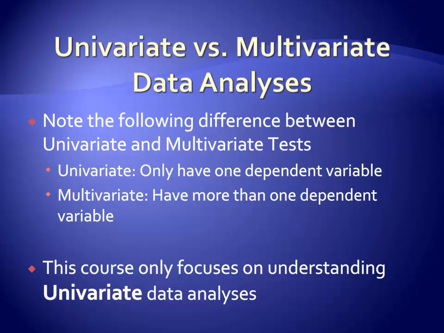There are several different kinds of statistical analyses out there. These can be separated into two main categories referred to as univariate and multivariate data analyses. The key difference between these two categories is that univariate analyses focus on tests that have only one dependent variable, whereas multivariate analyses focus on tests with two or more dependent variables. This entire course only focuses on conducting univariate analyses.